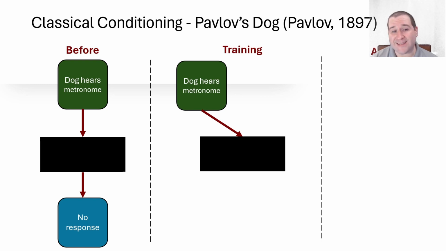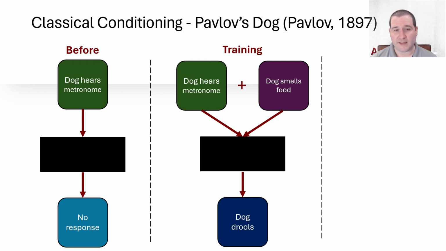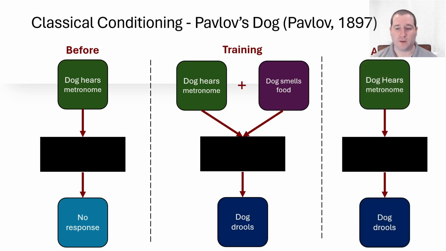However, if we pair that sound with the smell of food, well, the smell of food typically makes dogs drool. Right? They get excited to eat, they start drooling. So we have this stimulus, and we're evoking a response. So by pairing this sound with the smell of dog food, eventually Pavlov's dog, just by hearing the sound, would start drooling, whether there was food there or not. Okay, this is Pavlov's dog experiment.